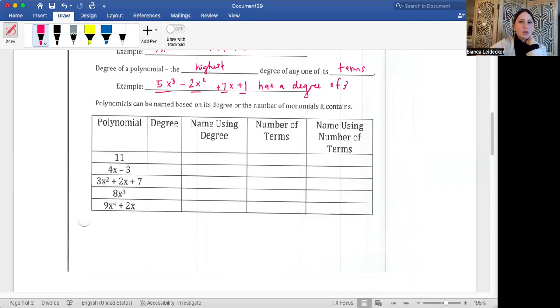We've got a polynomial of just a constant. Remember, we talked about that. When there is just a constant, there are 0 degrees. So the name using this degree is what we call a constant. It's just called a constant. And there is 1 term. It's called a monomial. So this is a monomial.